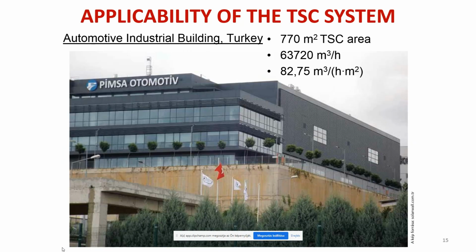Here you can see it has 770 square meters of transpired solar collector area for the preheating of 63,720 cubic meters an hour of supply air. And when you calculate it for 1 square meter, it's 82.75 cubic meters in an hour over a square meter. So easy to be seen that this is between the boundaries of 18 and 180 cubic meters an hour over a square meter.